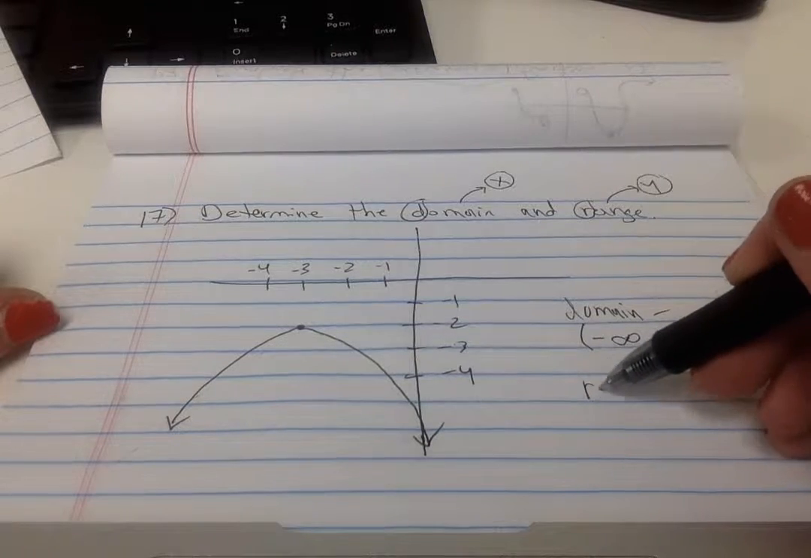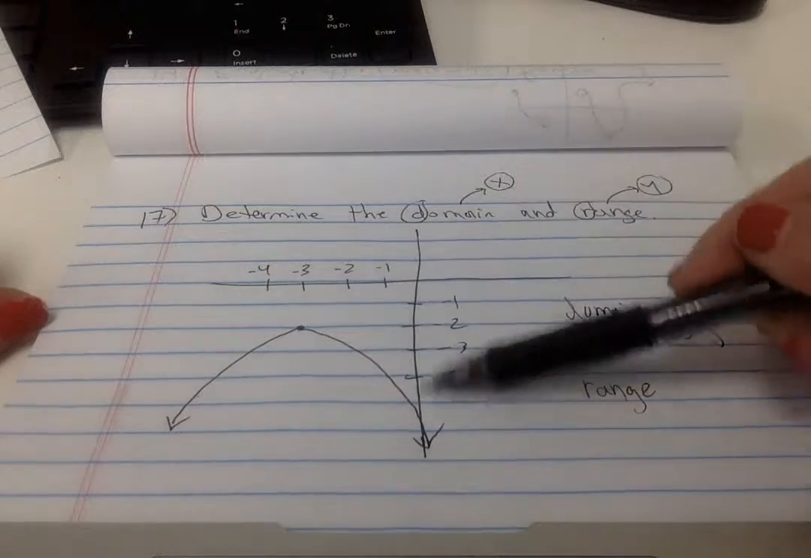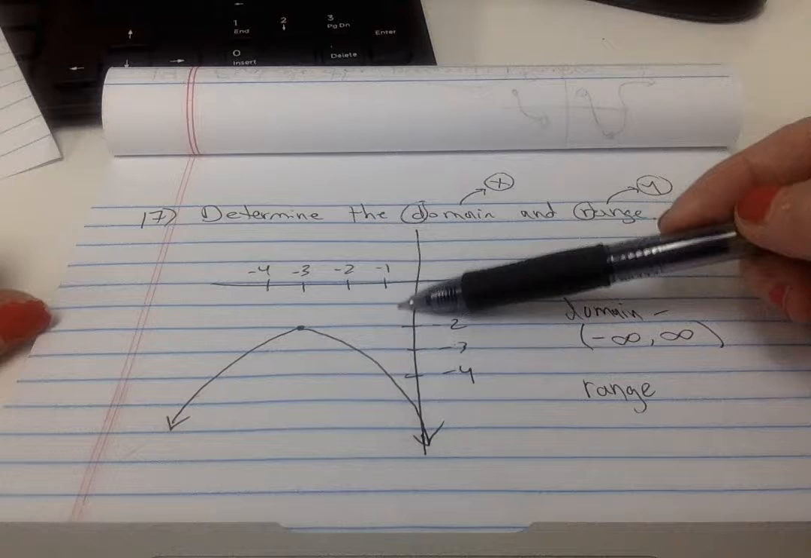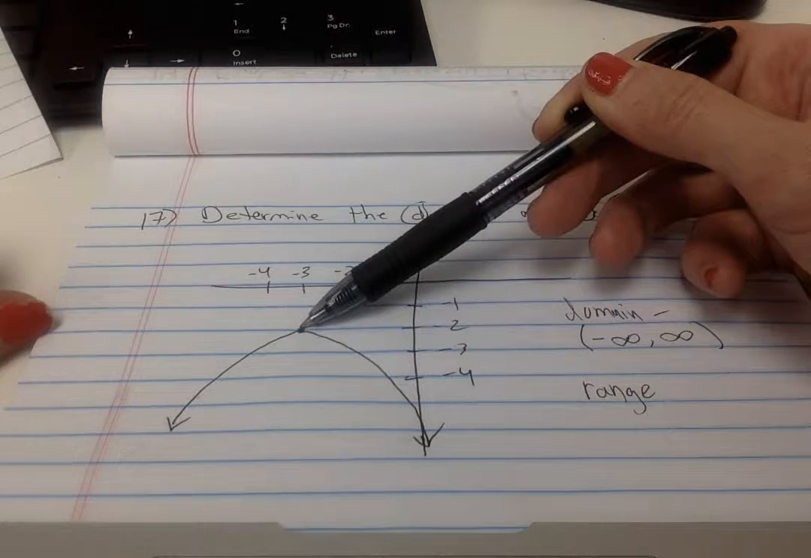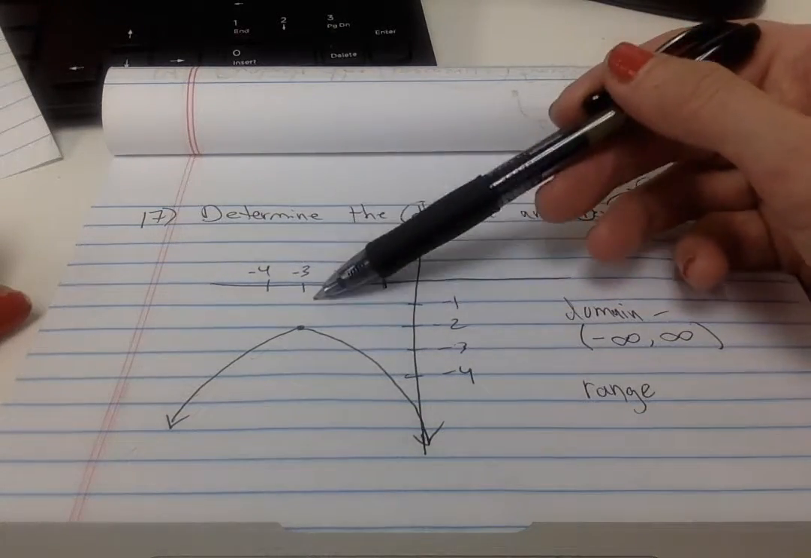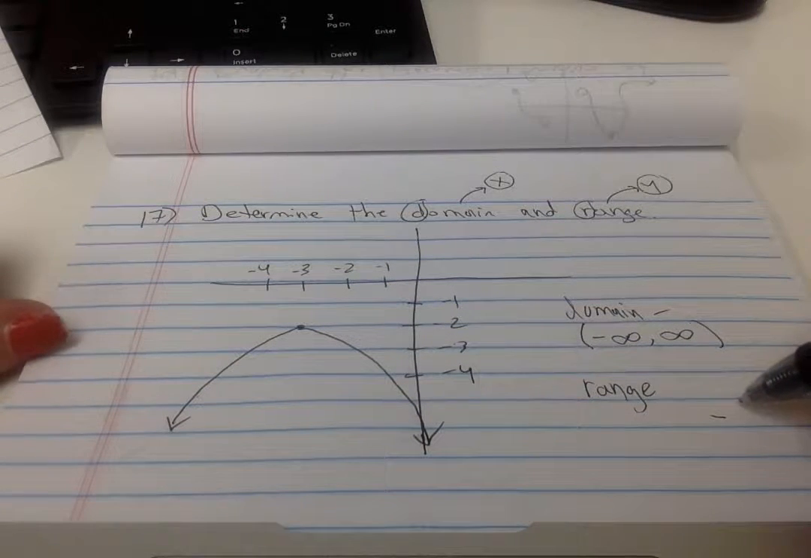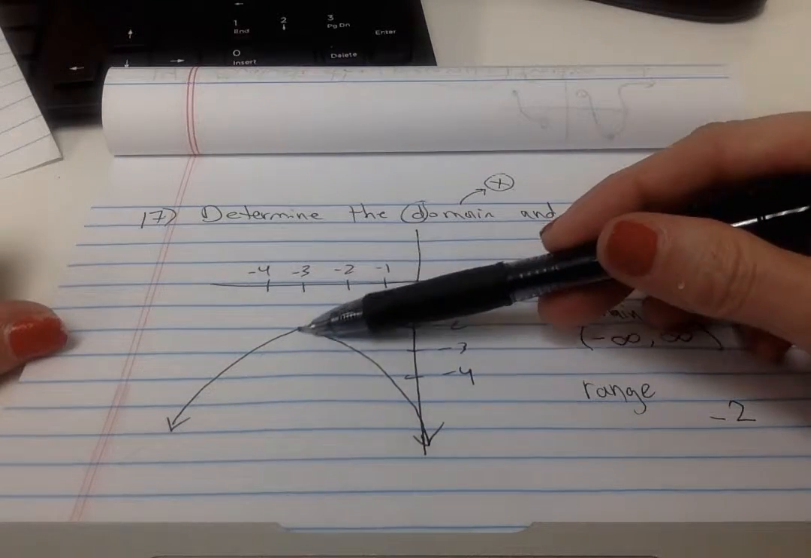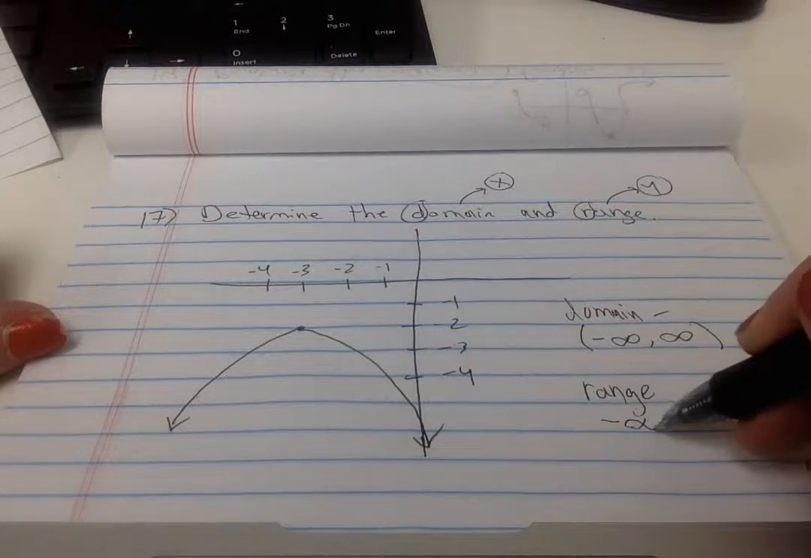For the range, though, the range is about what y values we're using. So we look at the y-axis here, and we don't have any y's up here, and it looks like we never will until we get to -2. Then the y values start. So there aren't any y values that are above this line. So the top of our range for y values is -2, because that's as high as it's going to go. And the bottom of it is, well, see how these keep going forever? The bottom of it is negative infinity.